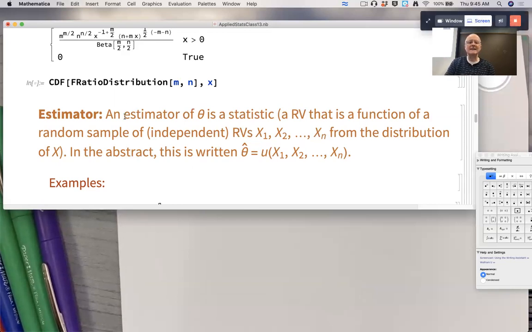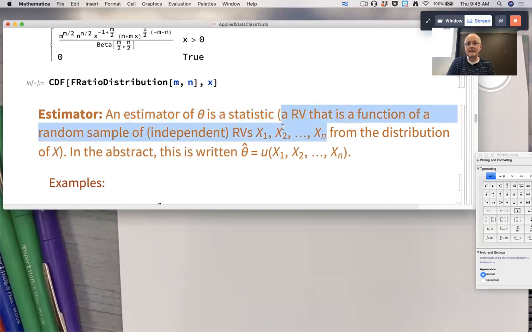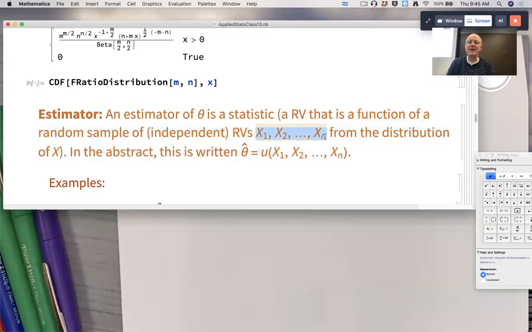We have emphasized that an estimator is a statistic. But not just any old statistic. You might say it's a statistic used for a purpose, to estimate some parameter. What is a statistic? It's a random variable that is a function of a random sample. What's a random sample? A random sample is a list of independent random variables from some distribution that all have the same distribution, the same PDF or PMF if it's discrete, as some random variable X.